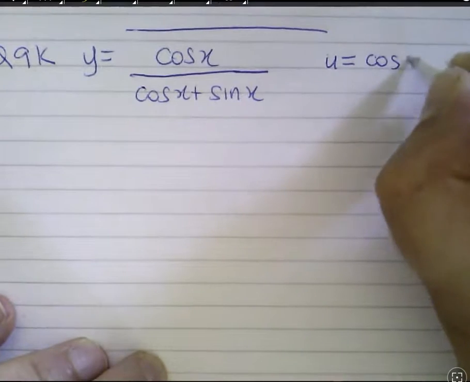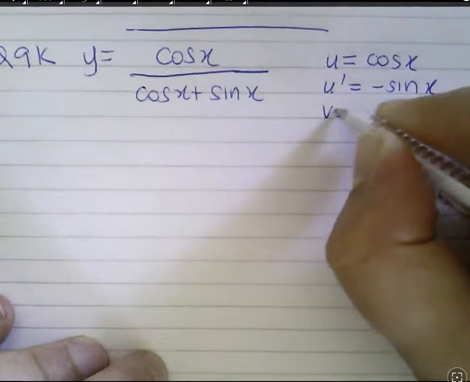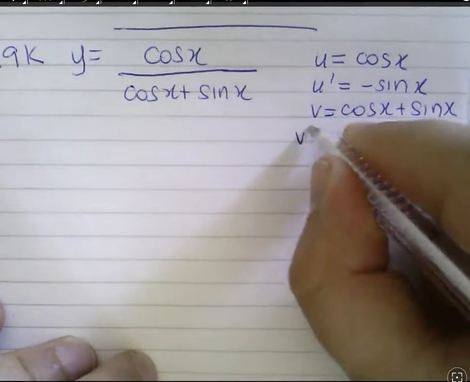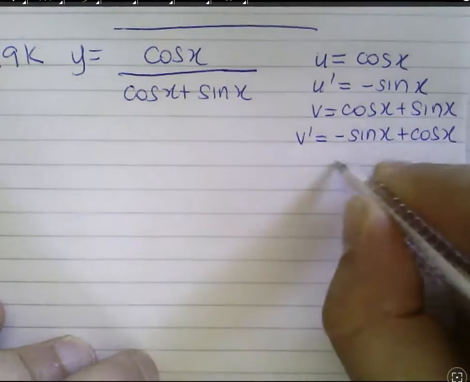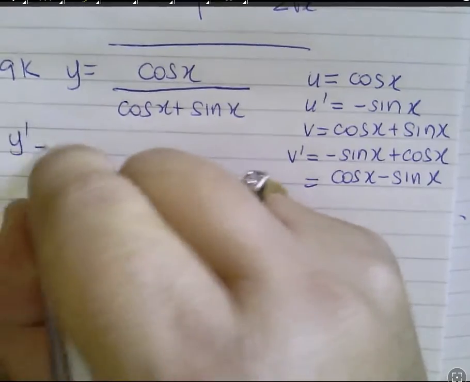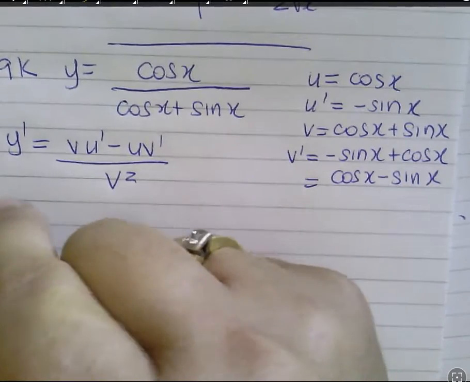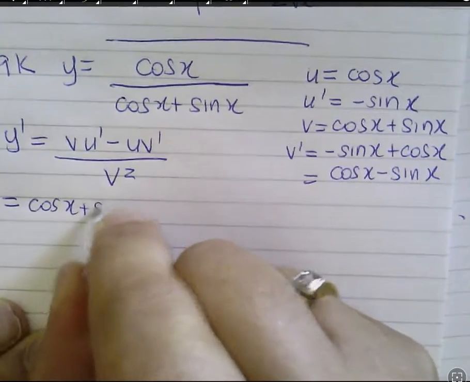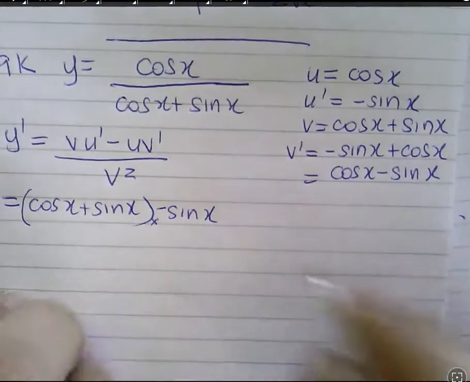U equals cos x. U dash is negative sine x. V is cos x plus sine x. And V dash therefore will be negative sine x plus cos x. Isn't it? Negative sine x plus cos x is cos x minus sine x. So therefore y dash is VU dash minus UV dash over V squared.